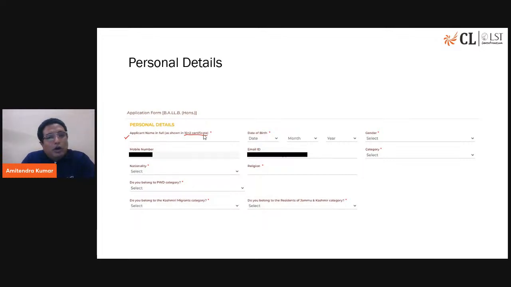In fact, in almost every state, what you have in your class 10, that remains similar for class 12, except for a couple of them. Then you have to give your date of birth. So from the drop down, you select it appropriately. You select the gender over here. And then your mobile number will come pre-filled through the registration. Your email ID will come pre-filled through the registration.